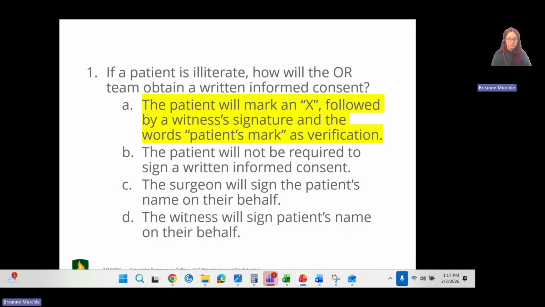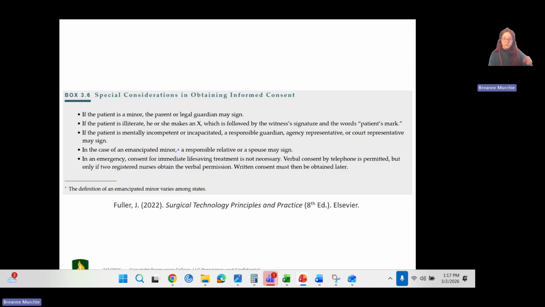And then you still have to obtain a written informed consent. So that's how they're going to do it, with an X, and then the witness validating that, yep, they saw them make that X. These are some special considerations in obtaining informed consent. Please review these on your own time.